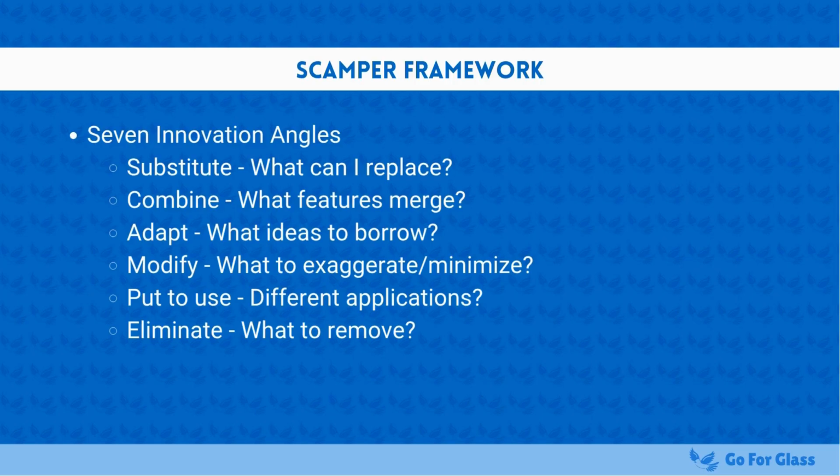Modify: can I exaggerate or minimize a feature? Put to another use: can this be used in a different way or different market? Eliminate: what can I remove to simplify or reduce friction? And rearrange: can I change the order or structure for better flow? You want to run this process through a whiteboard or a mirror session on a core problem and see what you find.